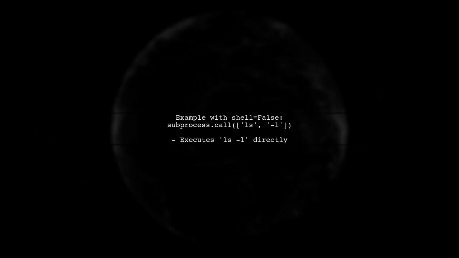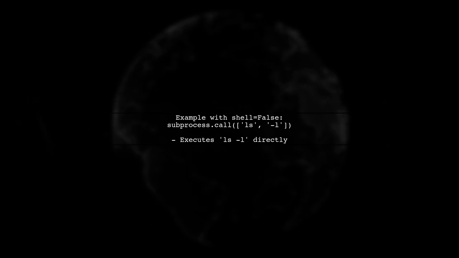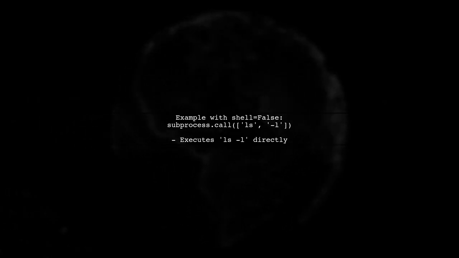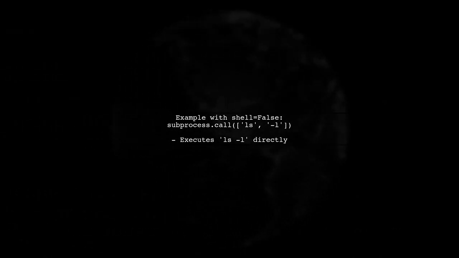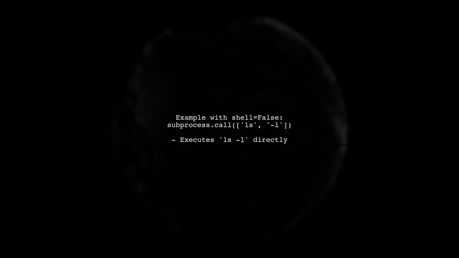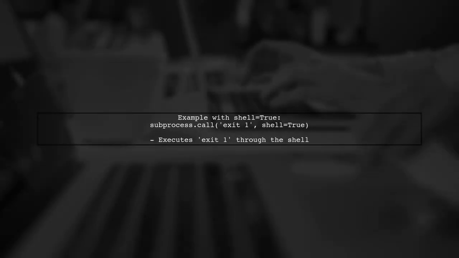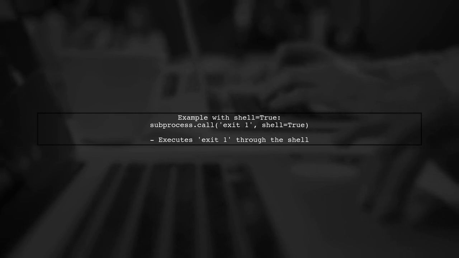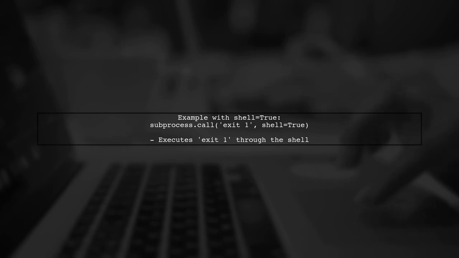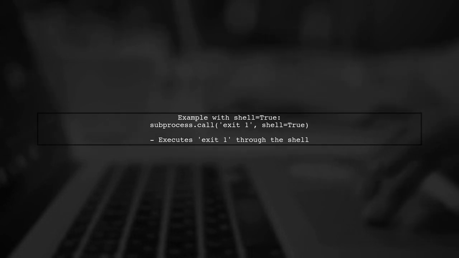Let's start by understanding the difference between using shell equals true and shell equals false in the subprocess.call function. When you set shell equals false, you provide the command as a list. This means that subprocess will not invoke a shell to execute the command. In contrast, when you use shell equals true, you can pass a single string command. This allows for shell features like pipes and redirection.